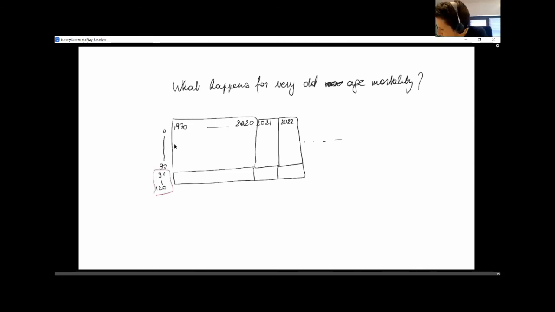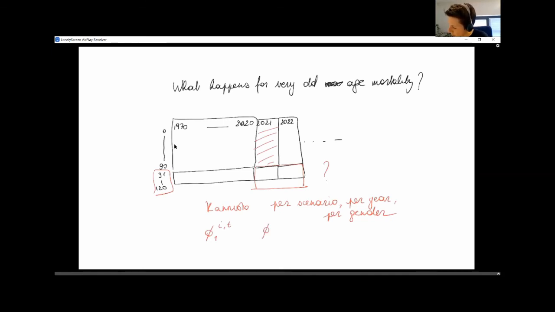So how should we do this for the future time periods, right? That's what we want to wonder. And we say we can use Canisto's law for that. We're going to apply Canisto per scenario and per year, and per gender, of course. And so Canisto will tell us, okay, you're going to use the data over here for one scenario that you generated there, and you're going to use that to calibrate the phi1 for I and T, and also for the gender that you're considering, and the phi2 for scenario I and future year T. And so I is for the scenario, and the future year, that's my T.